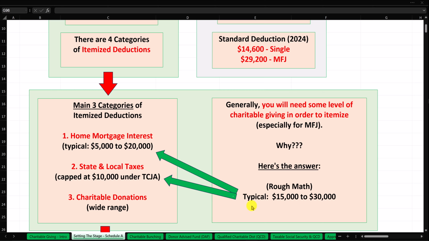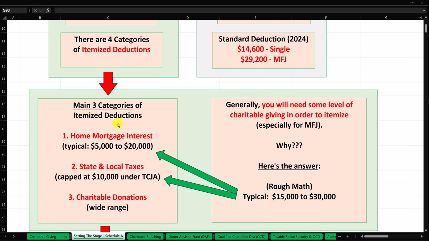Now on the other hand, for a single filer, when you look at this range right here and then you compare that to the standard deduction right there, it is certainly much more common that you could be above the amount for the standard deduction just on these two items right here. And when you think about it, whether you're talking about a single filer or a couple that's married filing joint, home mortgage interest and your state and local taxes, most of that is going to be property taxes on your personal residence, by the way.